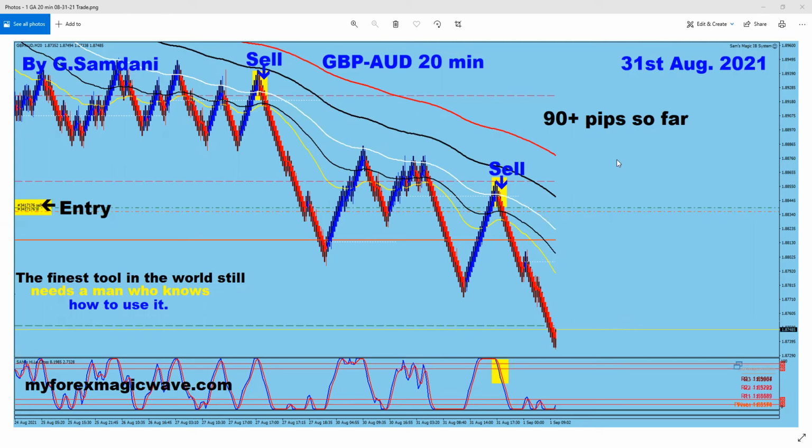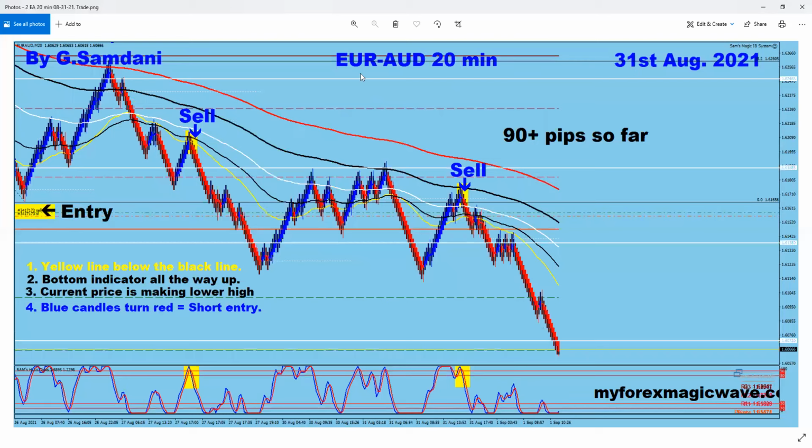Sometimes the market is extended and then it takes a day or two to get the setups back, like a retracement. So you get the setup, and then the following day the setup starts to play out. On 31st August, the first trade, Pound Aussie from the 20-minute chart, is a by-the-book entry, a beautiful entry for 90 pips. Then on the 31st, also Euro Aussie, you can see here.